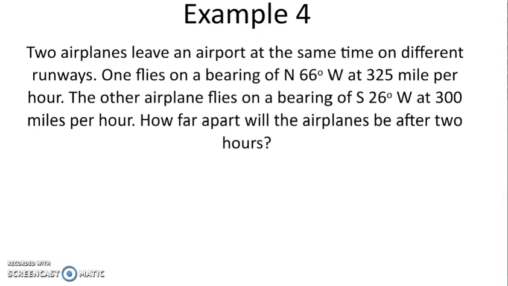Okay, so our example says 2 airplanes leave an airport at the same time on different runways. One flies on a bearing of north 66 degrees west at 325 miles per hour. The other airplane flies on a bearing of south 26 degrees west at 300 miles per hour. How far apart will the airplanes be after 2 hours?